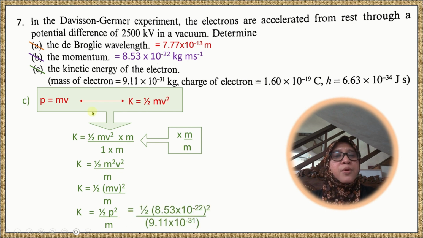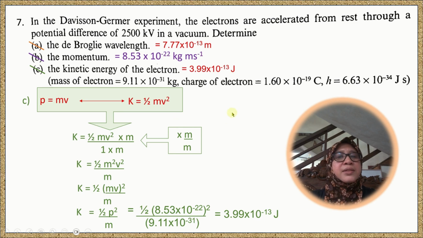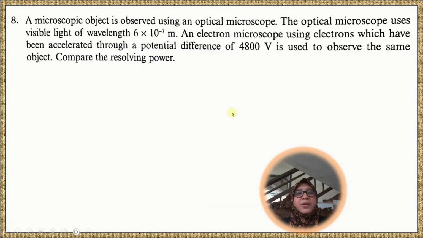And the momentum from the equation B, from the answer B, from question B, we can substitute into the equation. Okay, this one, 8.53 times 10 to the power of negative 22. Okay, don't forget squared, divided by mass of the electron, and we get kinetic energy 3.99 times 10 to the power of negative 13 joule. Okay, that's the answer for 7C. And the last question, question 8.